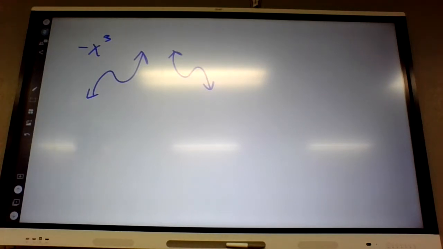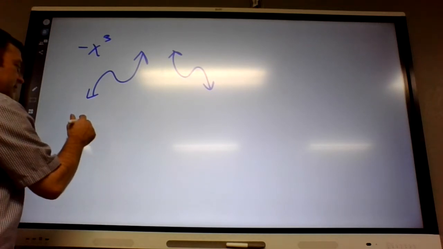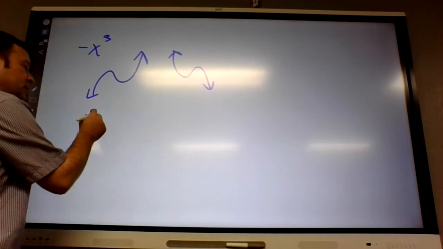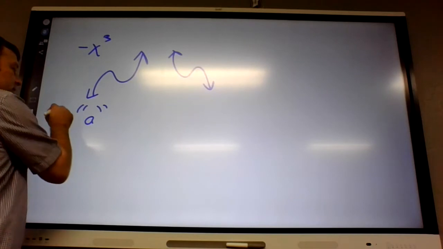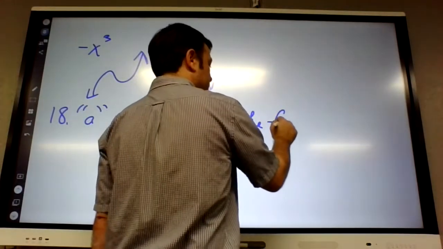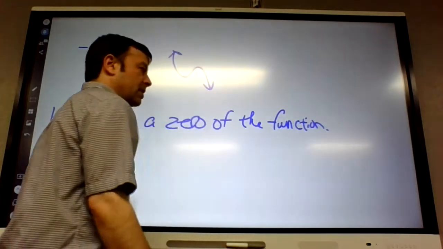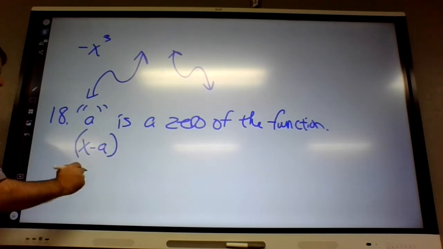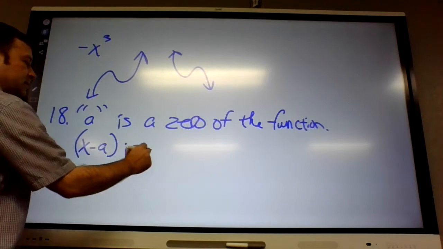Okay, on 18 it says write 3 statements equivalent to the graph of y equals p of x has an x-intercept of a, 0. So if its x-intercept is a, 0, then what else do I know? Where it crosses the x-axis, that's the 0 of the function. a makes the function equal to 0, so a is a 0 of the function. And this is kind of like yesterday's question. And I also know that x minus a is a factor.